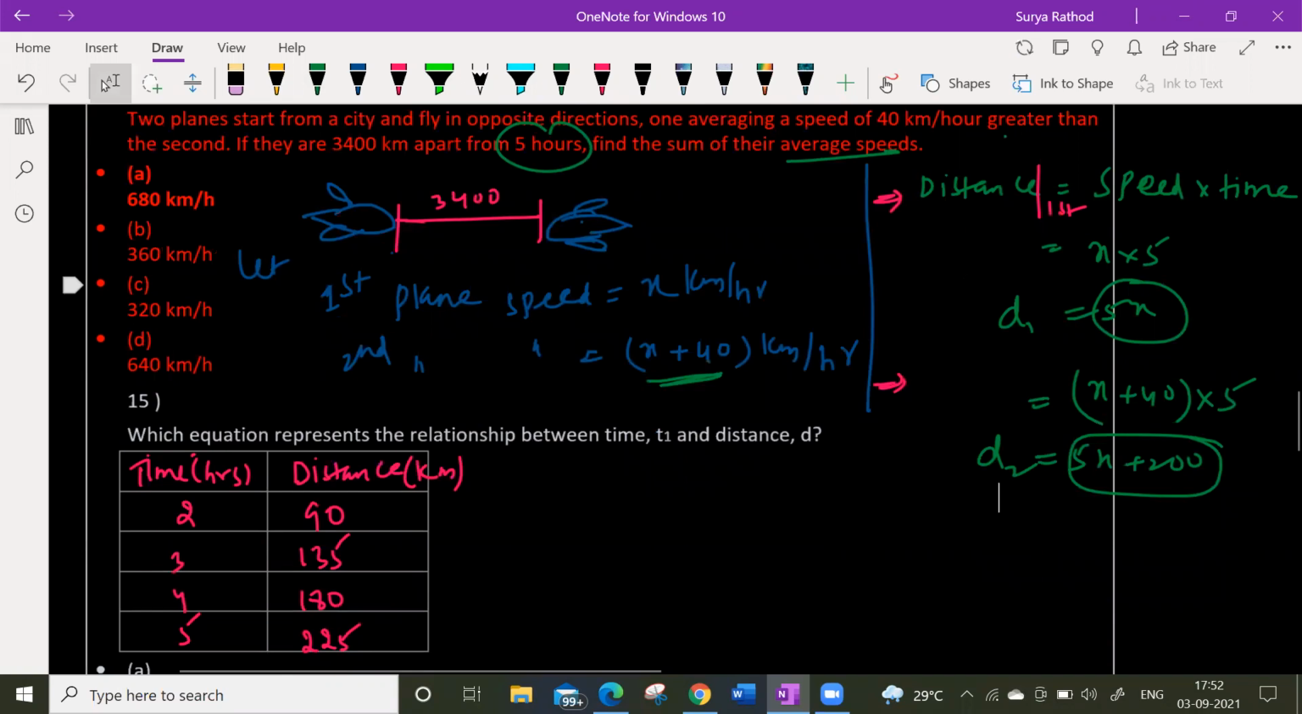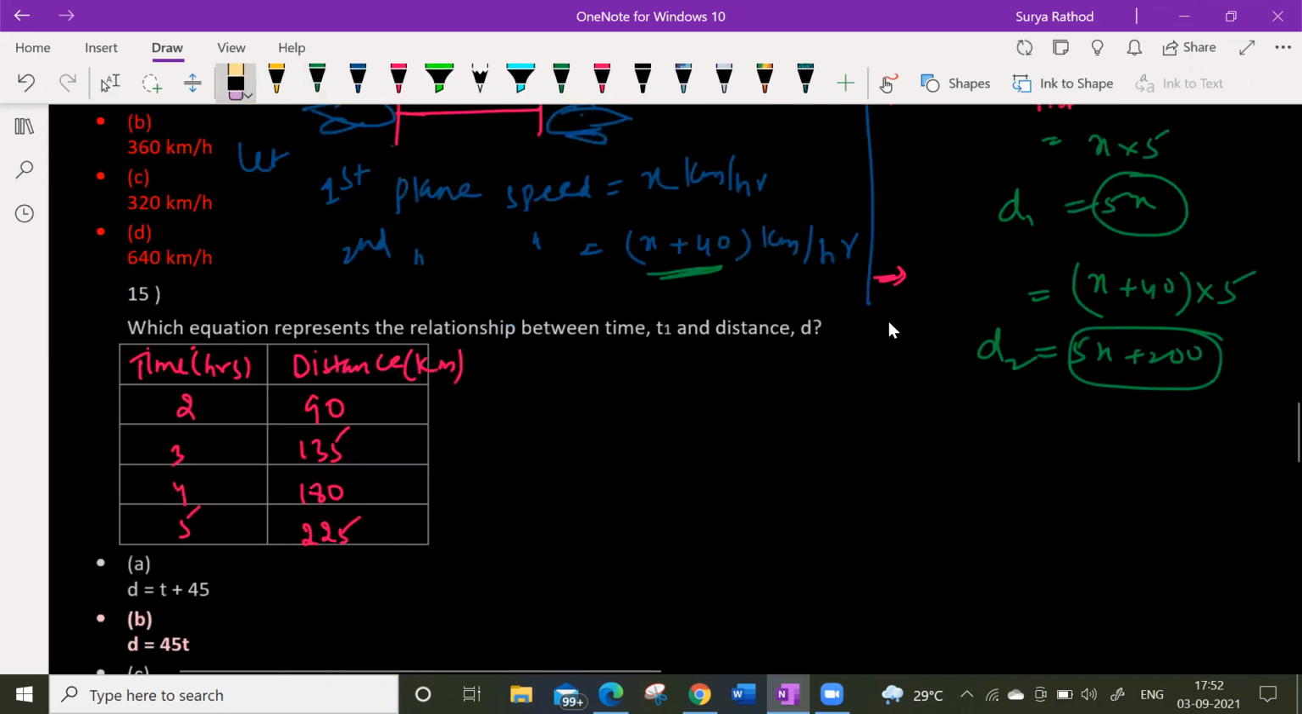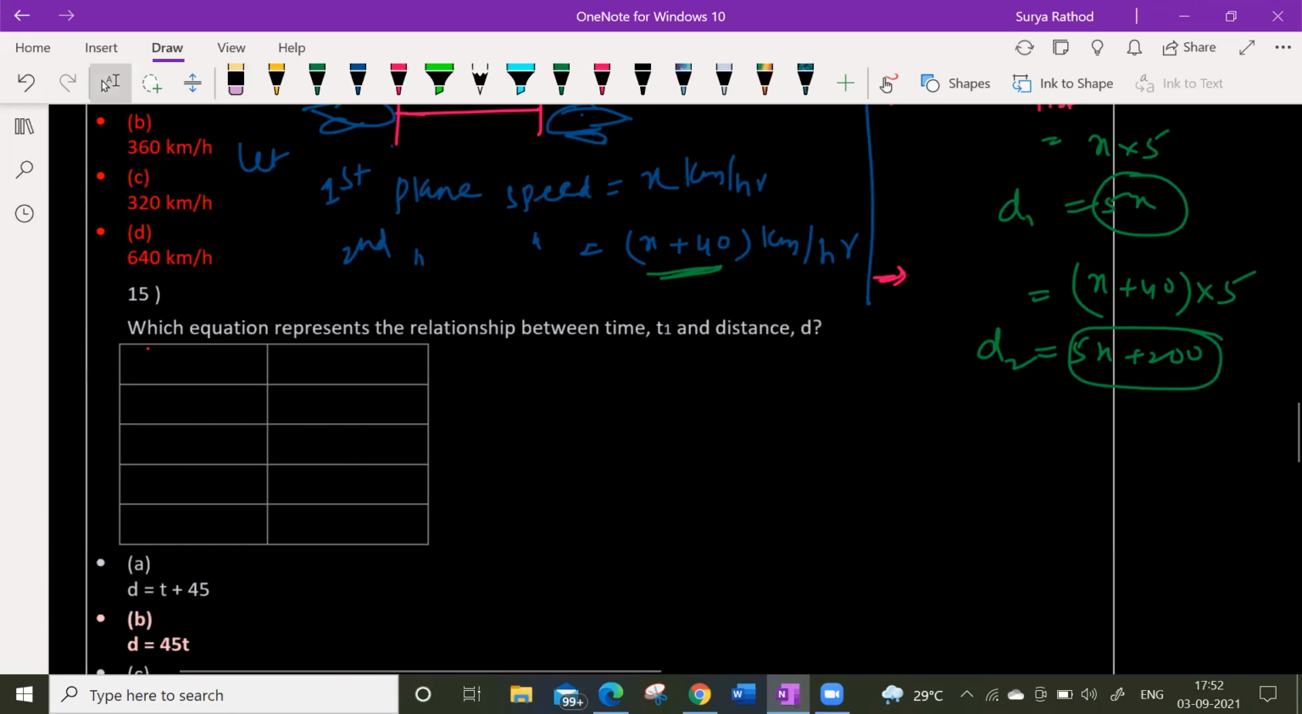Boys and girls, any doubts? Sir, I'm not able to understand, sir. What did you not understand? Sir, the total sum, I'm not able to understand. Okay, I'll explain to you. Look at this here. Don't worry. First, let me finish this.